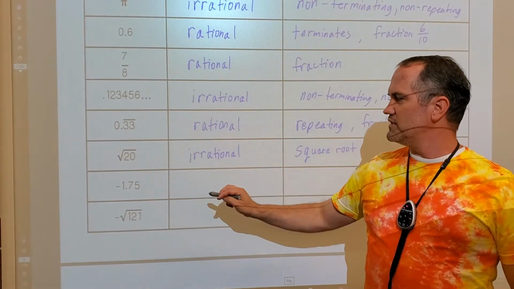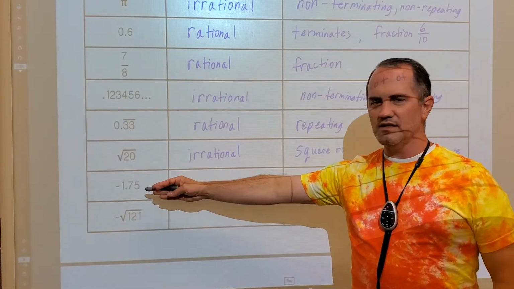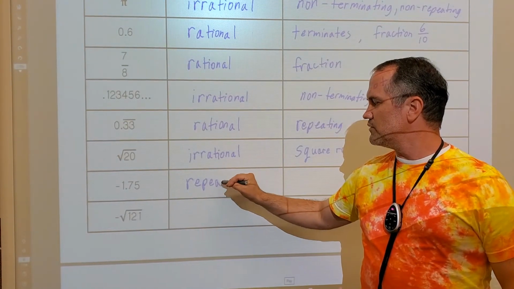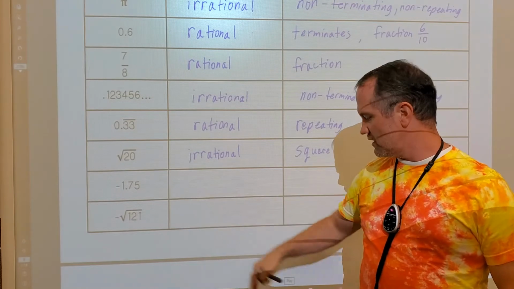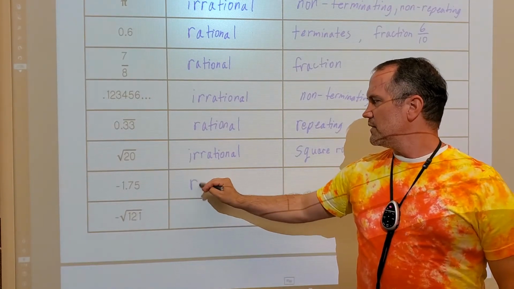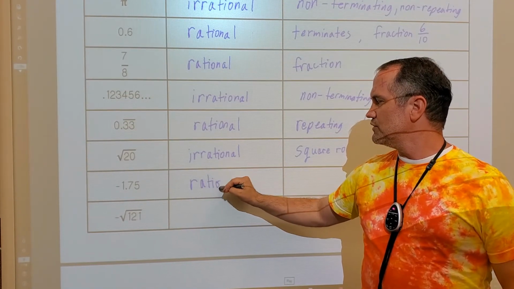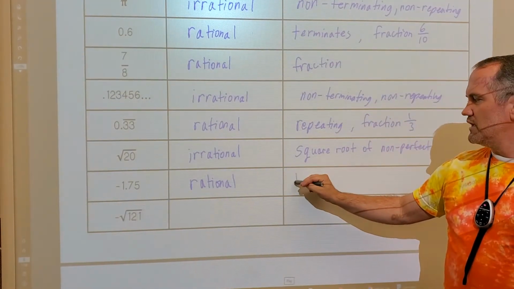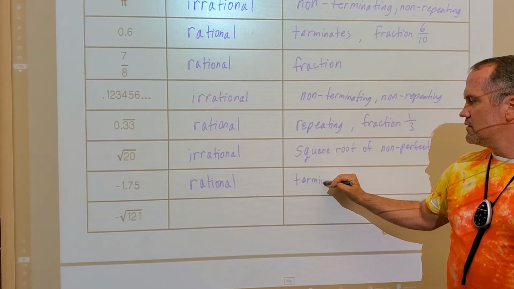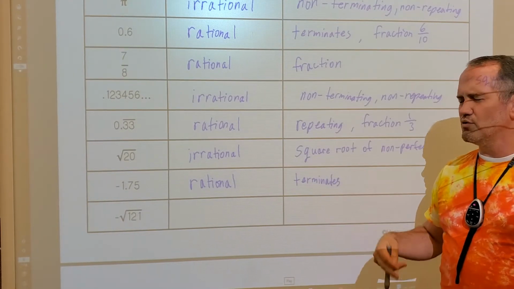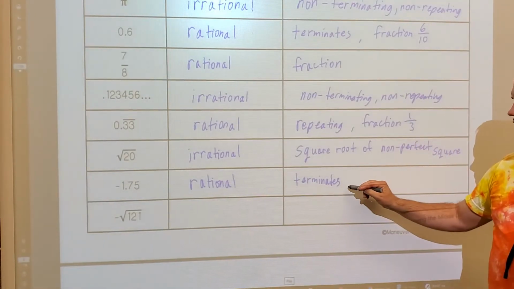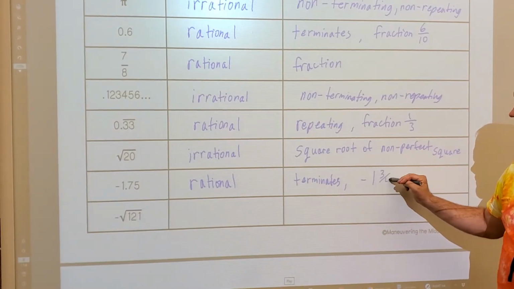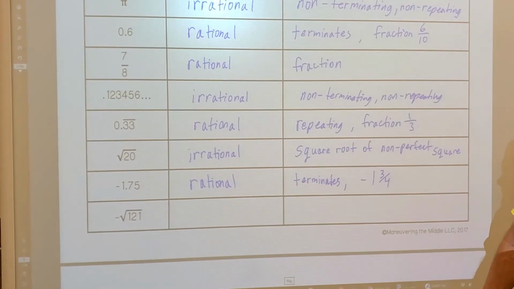Negative 1.75. That is, again, a terminating decimal, whatever you want to say. I'm writing words that I'm thinking and not actually what I'm thinking about what I'm writing. So, rational number. Okay? Terminates. You could also write it as a fraction, which is negative 1 3/4.